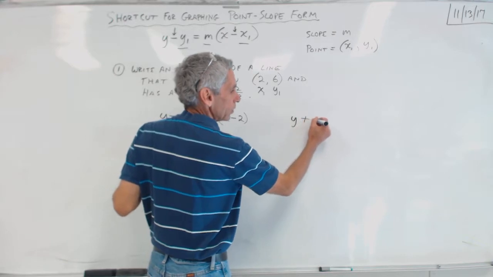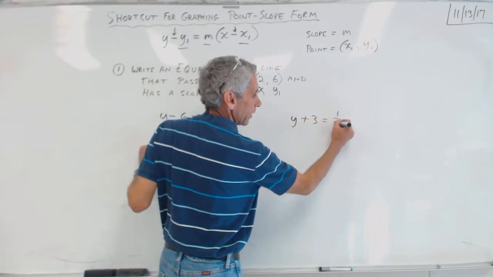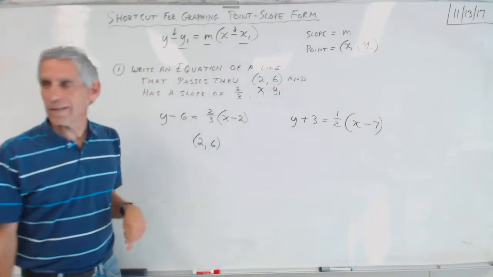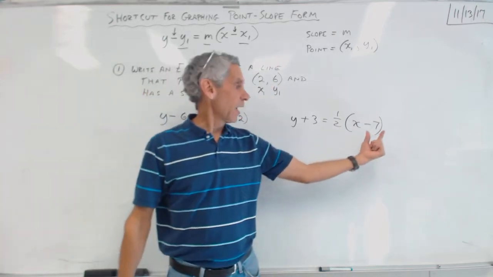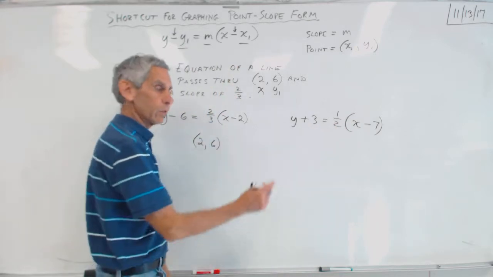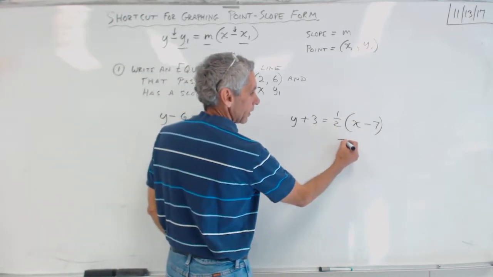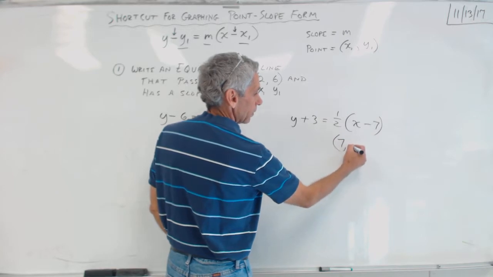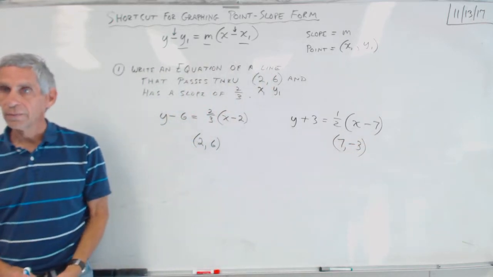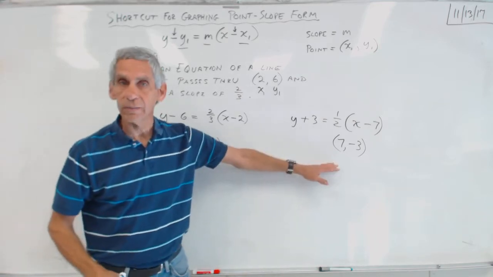Y plus 3 is equal to 1/2 x minus 7. Okay, what is the point? It's the opposite of this, comma, the opposite of this. So, Sienna, what would be? 7, comma, negative 3. Yes, exactly. Does that make sense? See that? So that's awesome that you're starting to see that.